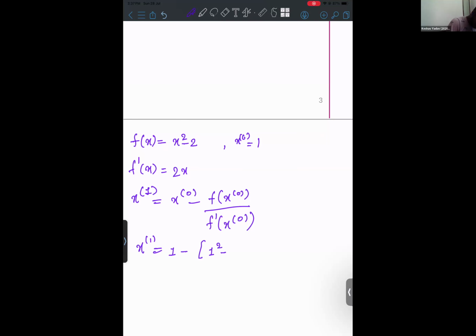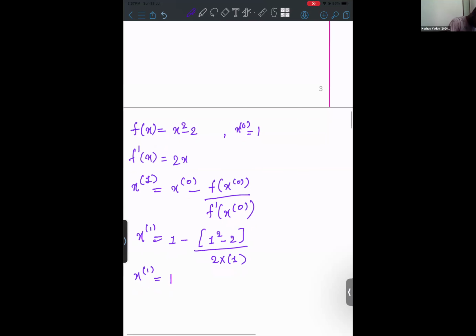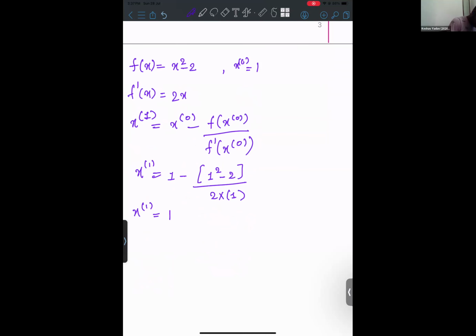So x at the first iteration will be equal to 1 minus 1 square minus 2 divided by 2 multiplied by 1. This is 1 minus minus 1 by 2, so x at the first iteration will be equal to 1.5. But we need to write it at 3 decimal places, so x at the first iteration will be equal to 1.500.